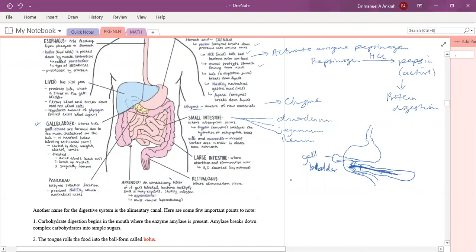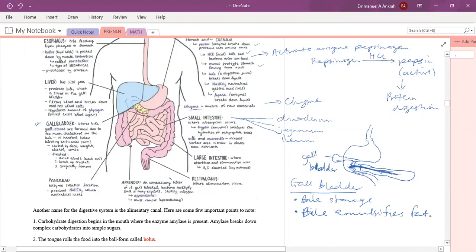So we use the word emulsify. When we talk about bile, the key word I want you to remember is the gallbladder. And then that one key thing is bile storage. Remember that. And then two, remember that the bile emulsifies fat. Okay. What do you mean by emulsify fat?